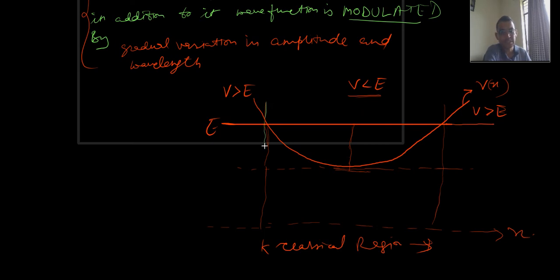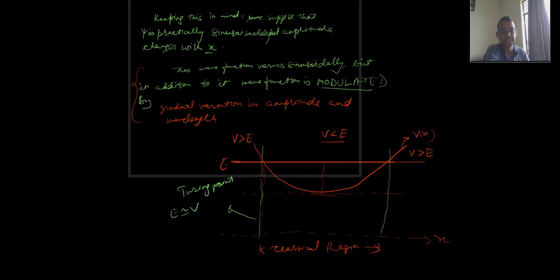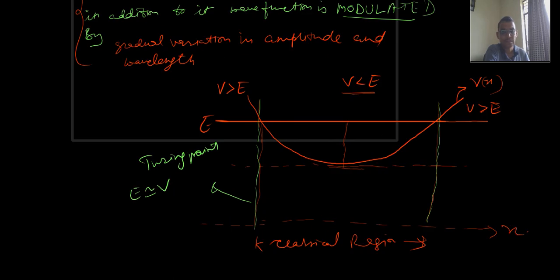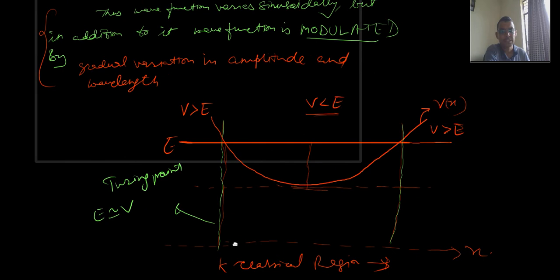Let me change the color of this line. So the green colored lines correspond to turning points, where energy is nearly equal to V. Now what will happen, as I stated here, keeping this sentence in mind, it looks like this.